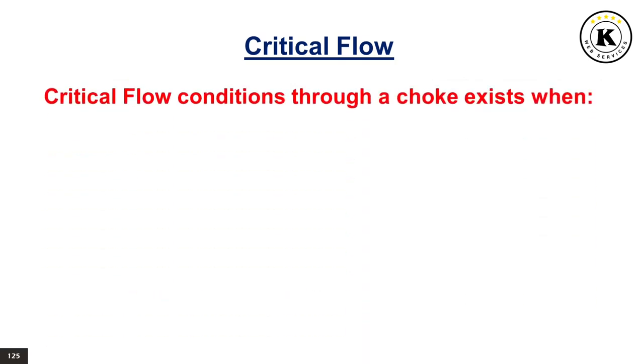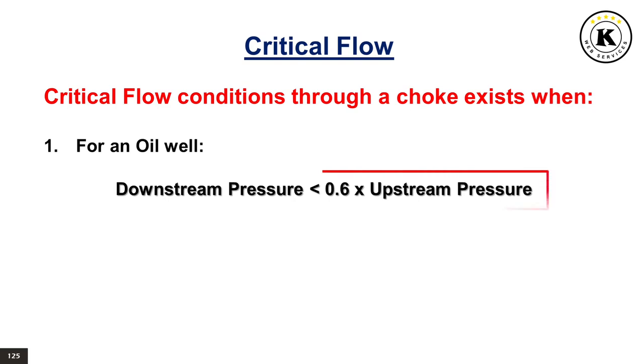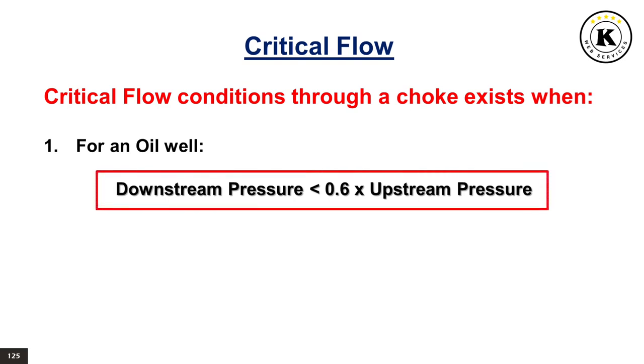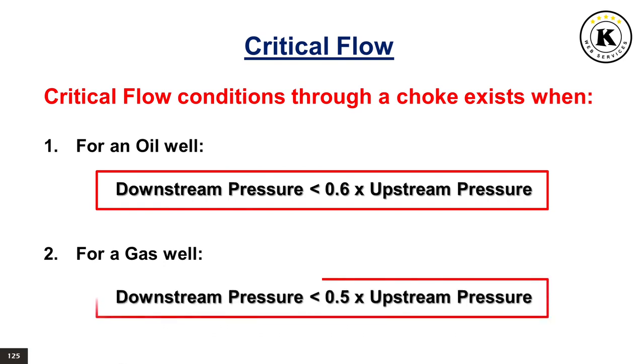Critical flow conditions through a choke exist when: 1. For an oil well, the downstream pressure is less than 0.6 times the upstream pressure. 2. For a gas well, the downstream pressure is less than 0.5 times the upstream pressure.